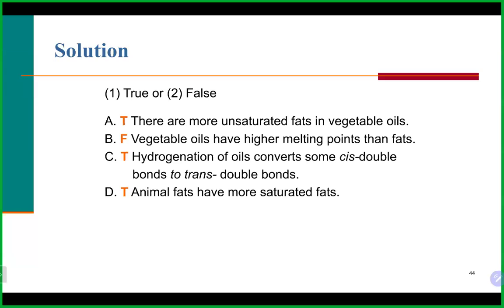Vegetable oils have higher melting points than fats. That is false, right? And that's because fats have saturated chains, and they sit really tight and should have a higher melting point. Hydrogenation will convert cis to trans. That is true. And animal fats have more saturated fats. That is true as well. Again, saturated meaning those chains are going to sit really nice and going to be more solid.